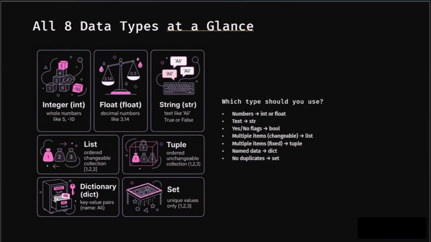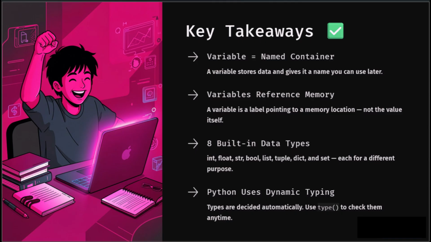Choosing the right type is like choosing the right tool for a job. If you have numbers, go for int or float. If you have names or messages, use str. For simple yes or no answers, bool is your best friend. For complex data management, pick the collection that fits your needs. Mastering these 8 types gives you the foundation to build almost anything in Python. Keep this guide handy as you start writing your own scripts.